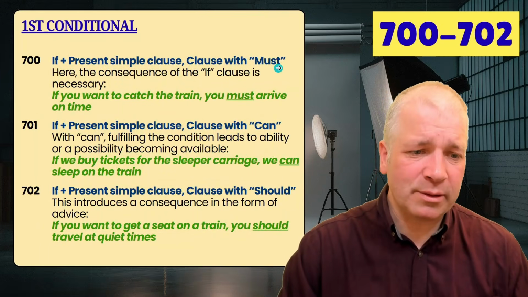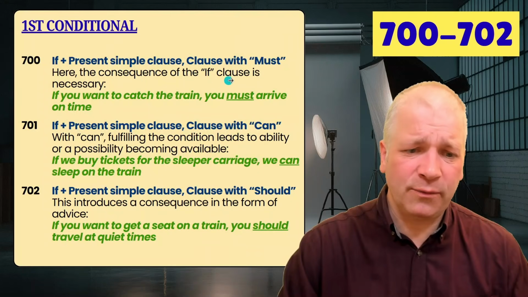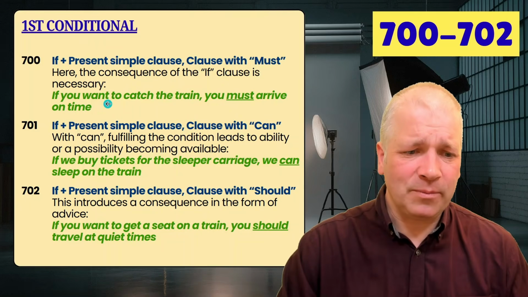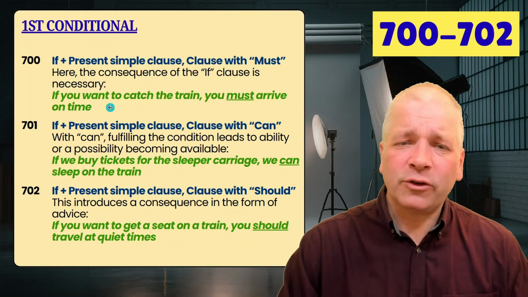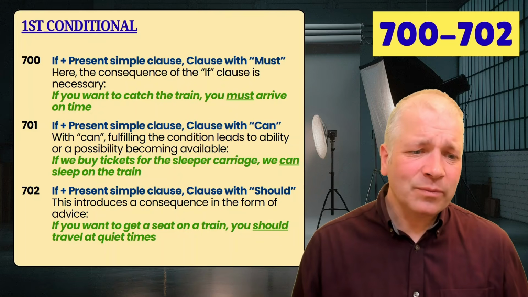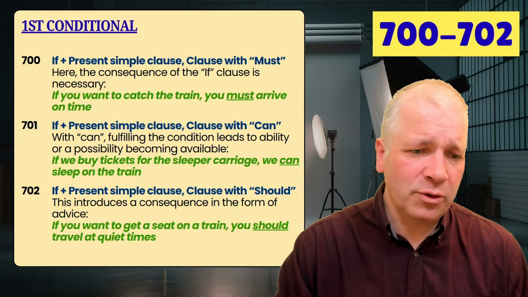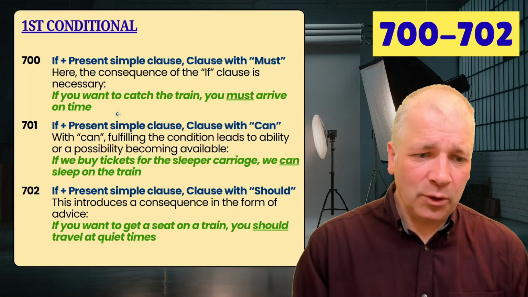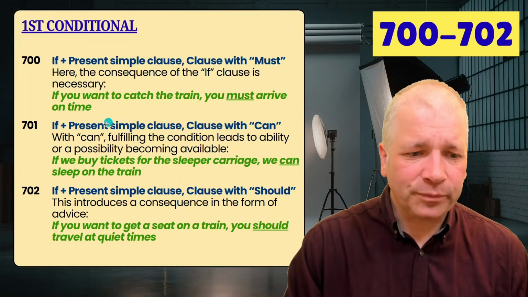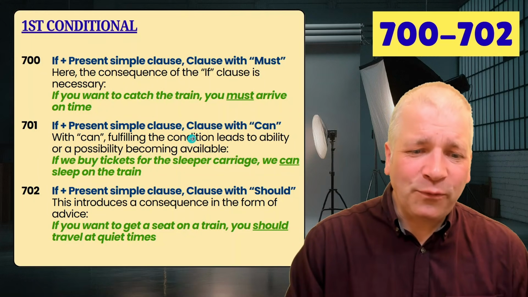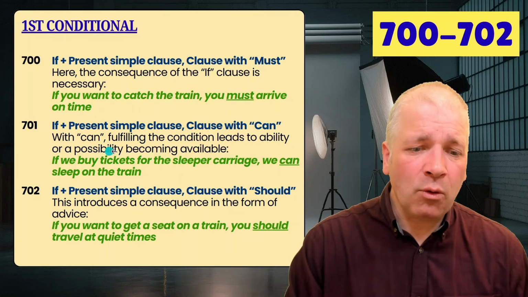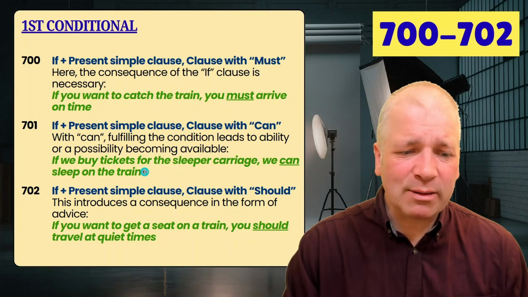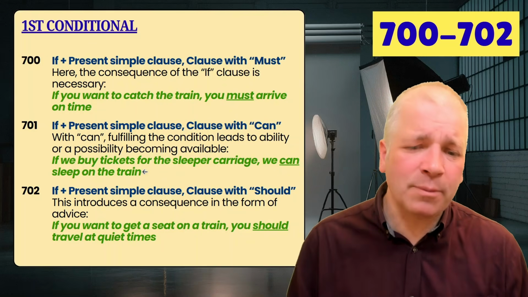What about with must? Well, this introduces a consequence of the if clause. If you want to catch the train, you must arrive on time. So you must arrive on time. That is needed in order for the first part to be true, in order for there to be a consequence of catching the train. Now, with can, fulfilling the condition leads to ability or a possibility becoming available. If we buy tickets for the sleeper carriage, we can sleep on the train. So now the possibility becomes available.